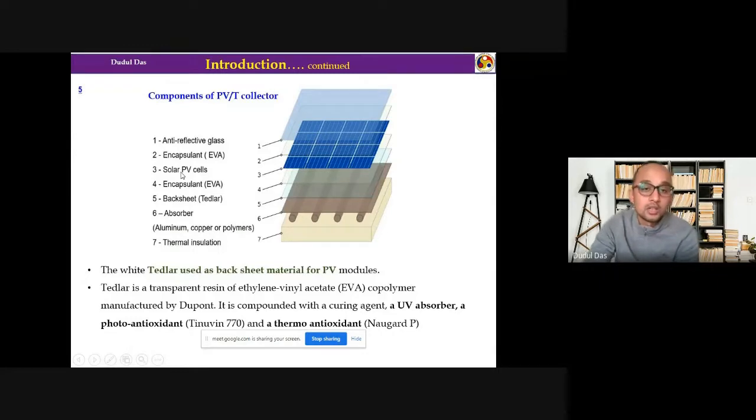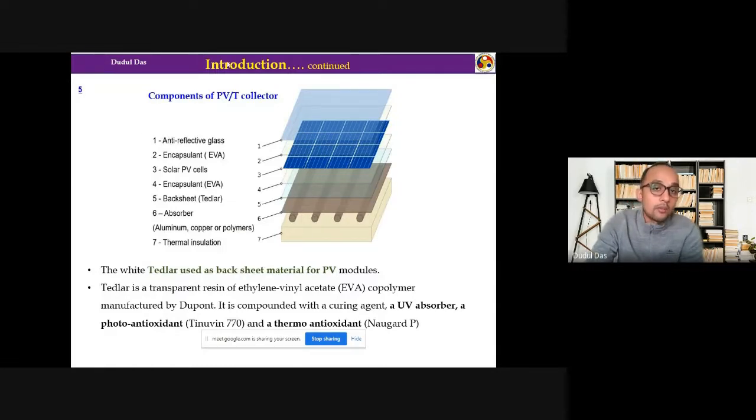That means the solar cells are encapsulated between these two layers of EVA in order to protect them from environmental factors like moisture or other natural factors like pollutants. Followed by EVA, there is a Tedlar layer. This Tedlar layer acts as an insulator. And after the Tedlar backsheet, these are the components, layers 1 to 5, that are generally present in a PV module.